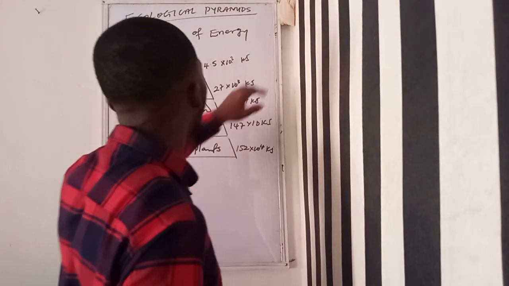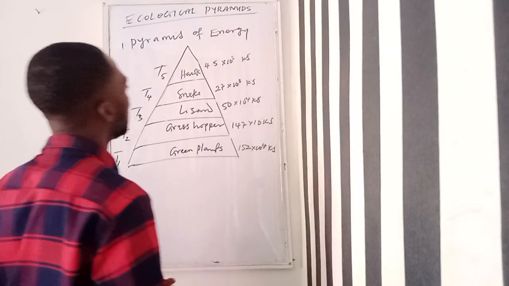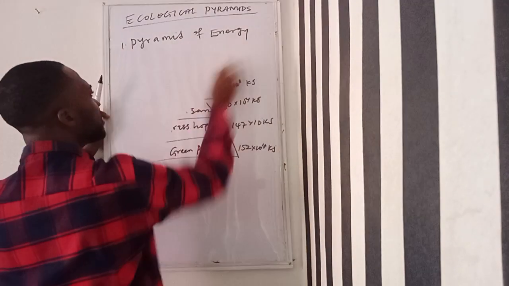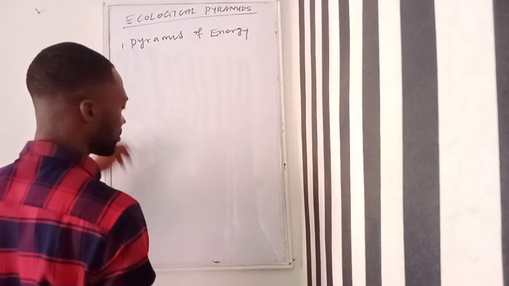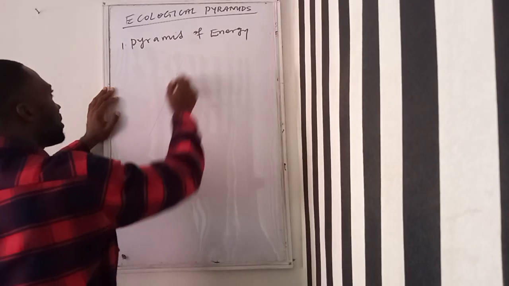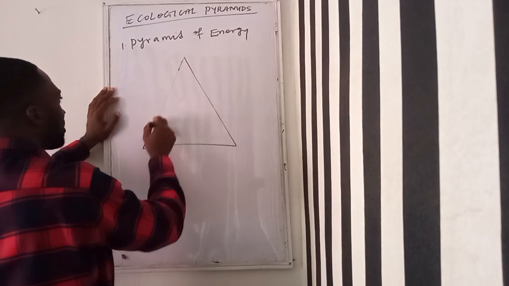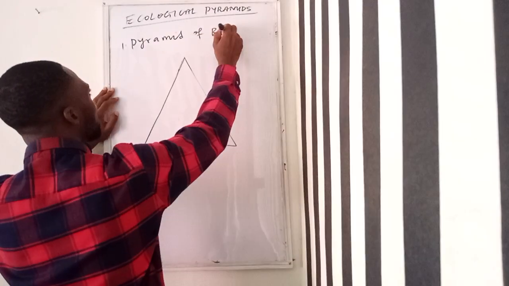Pyramid of biomass refers to the total dry weight of an organism. The total dry weight of an organism explains the pyramid of biomass.